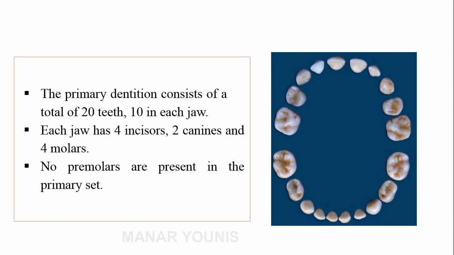So, regarding number, there are 20 compared to 32 in the permanent dentition, and regarding the classes of teeth, there are 3 classes: incisors, canines, and molars, and no premolars.